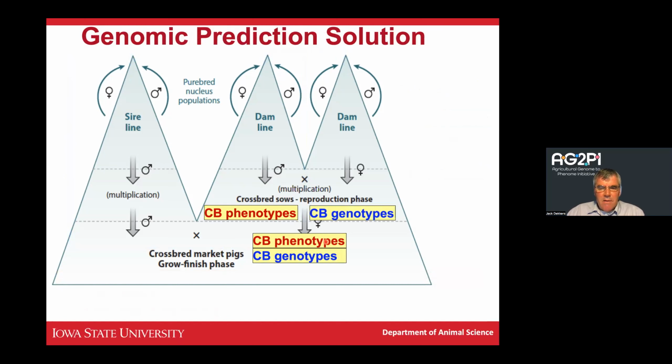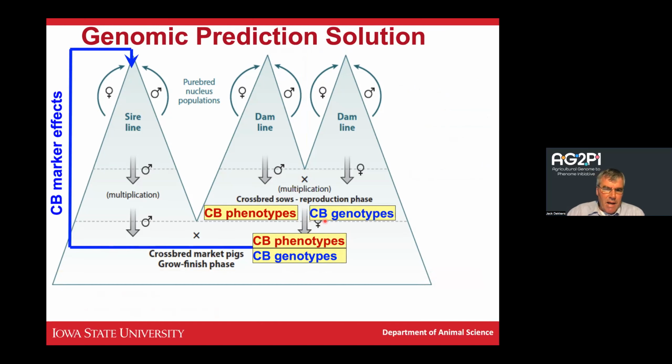With genomics, we have a way around that. We still need to collect phenotypes here, but we can also collect DNA and get the genotypes on the crossbreds, and then use that as training data, and then the marker effects can be fed into the nucleus breeding program, and so select animals at the nucleus based on their genomic breeding value for crossbred performance in a commercial environment. You can do that both on the male side and the female side, and that's being used.